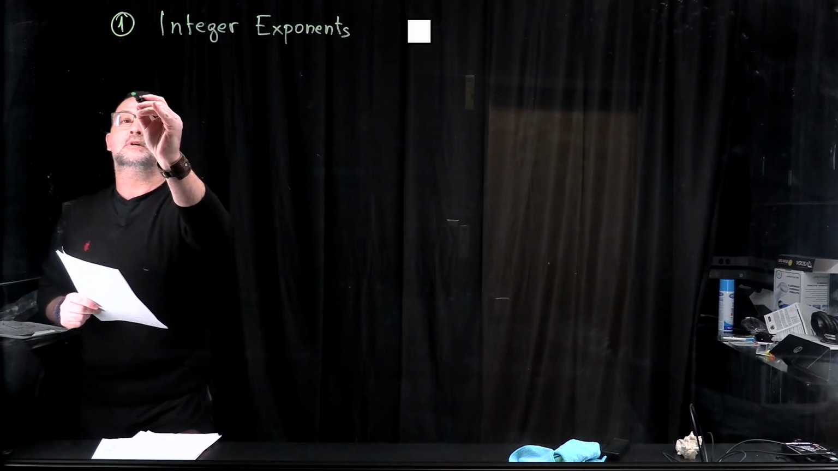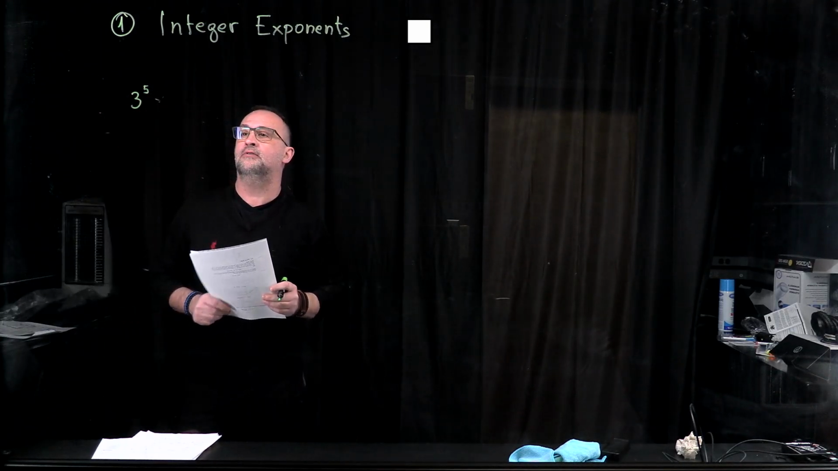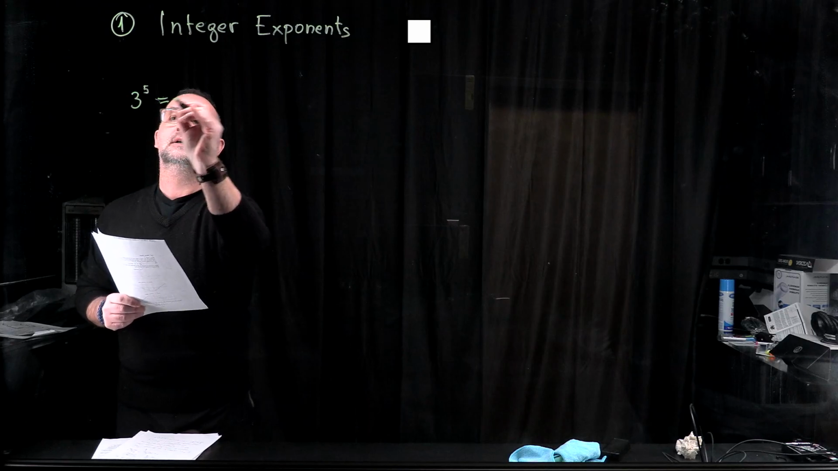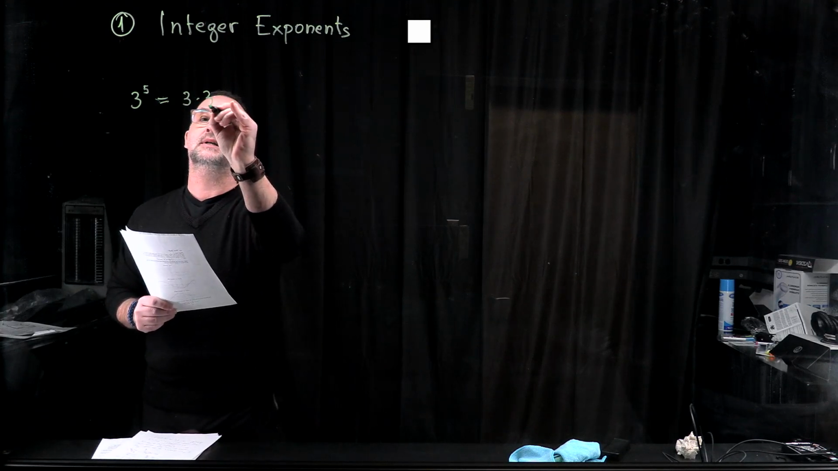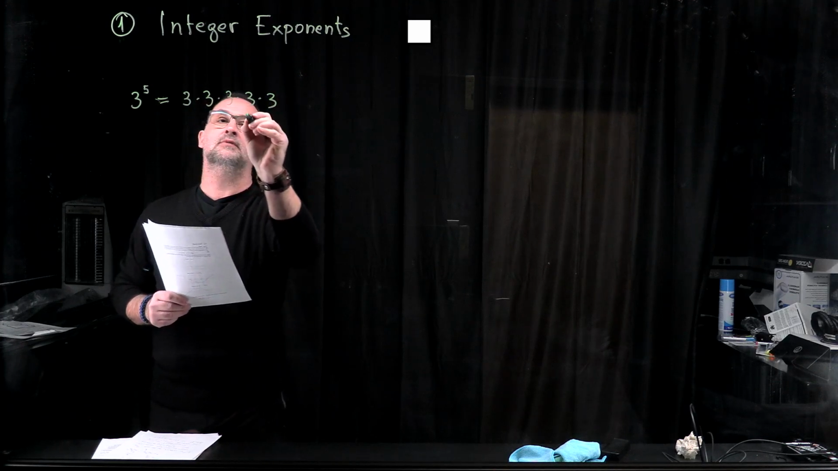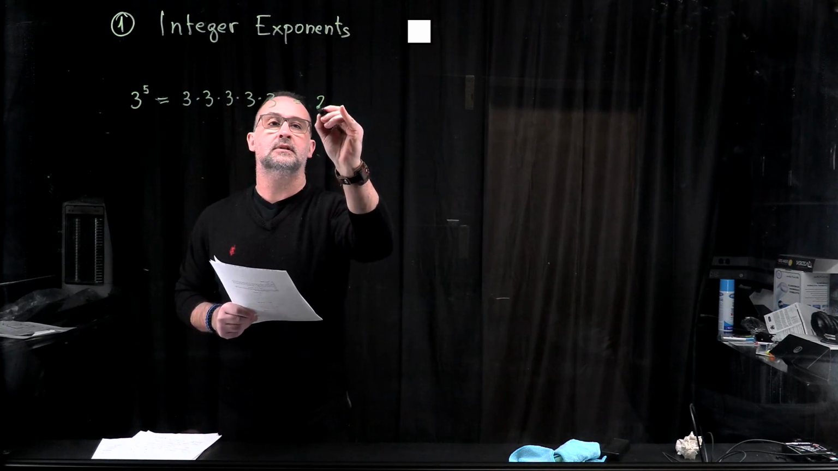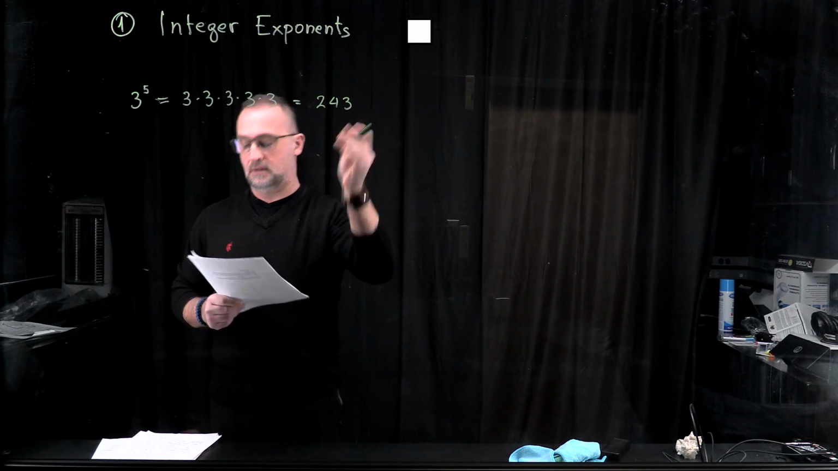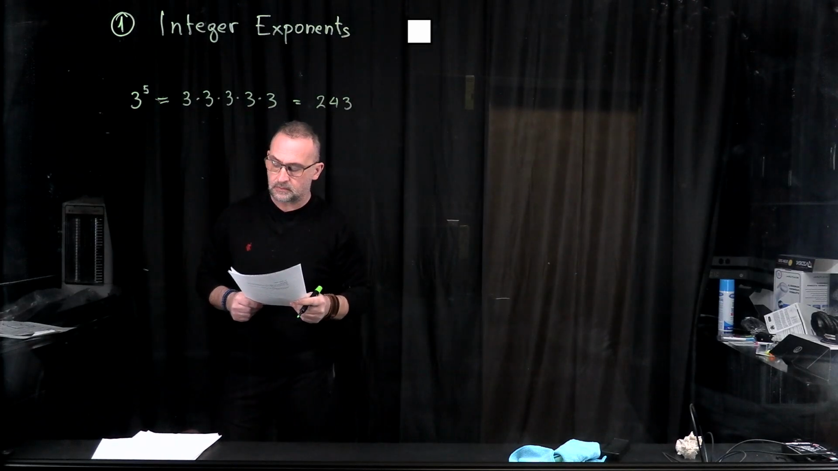So let us assume you have 3 raised to the power of 5. Again, let us be reminded that this is essentially multiplying 3 by itself 5 times: 1, 2, 3, 4, 5, and that ends up in 243. So this is the first quick example of an integer exponent.